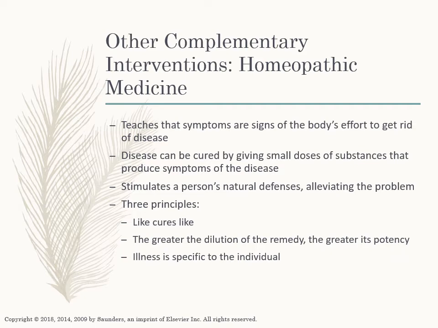Homeopathic medicine teaches that symptoms are signs of the body's effort to get rid of the disease. Disease can be cured by giving small doses of substances that produce symptoms of the disease. It stimulates a person's natural defense, alleviating the problem. There are three principles. Like cures like. The greater the dilution of the remedy, the greater its potency. And illness is specific to the individual.